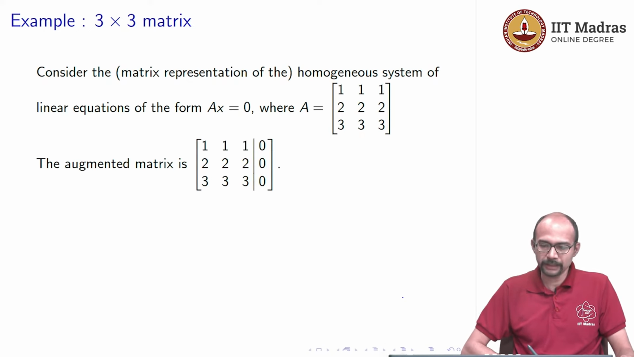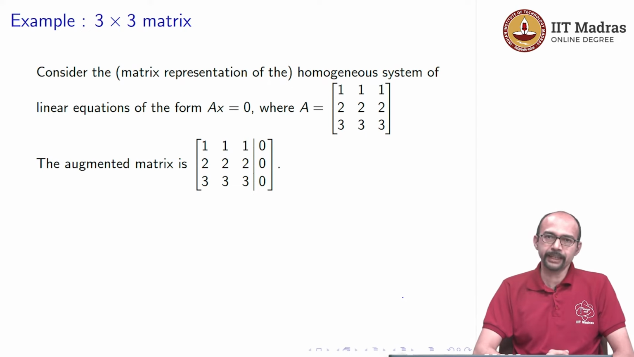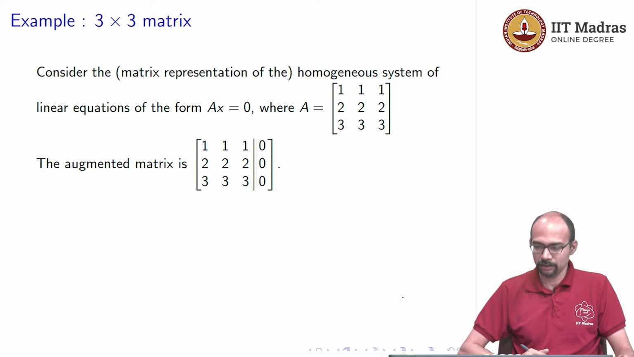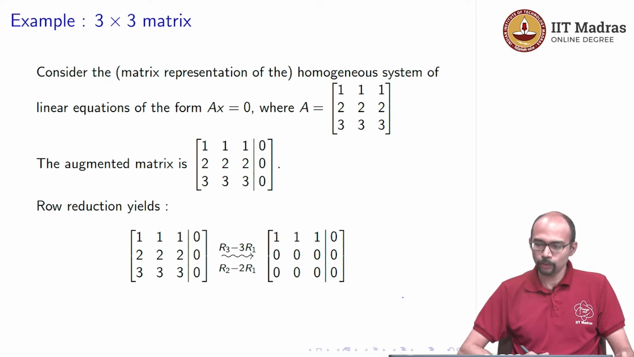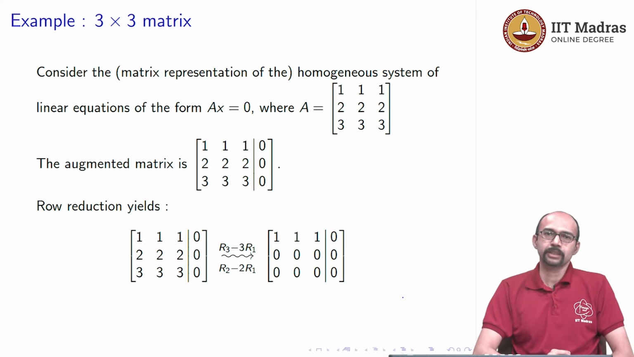So what was the method? We find the augmented matrix. Remember, here we are always solving the homogeneous system, so always on the right you will have 0 0 0. So you have [1 1 1 | 0; 2 2 2 | 0; 3 3 3 | 0]. Let us do row reduction. In this case row reduction is very easy. You subtract 2 times the first row from the second row and 3 times the first row from the third row. So you are going to get [1 1 1 | 0; 0 0 0 | 0; 0 0 0 | 0].